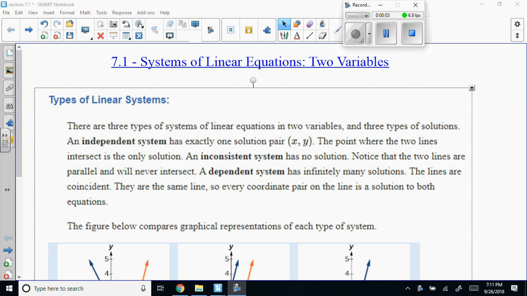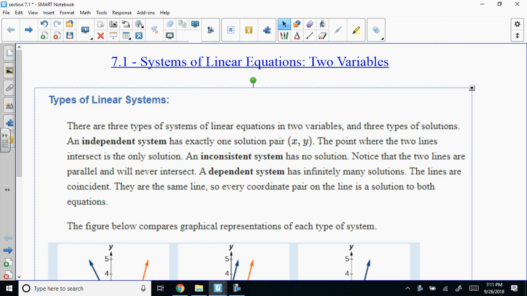All right, I got September 26th. We're covering 7-1, 6-1, and possibly into 6-3 tonight. So first things first, systems of equations for linears.